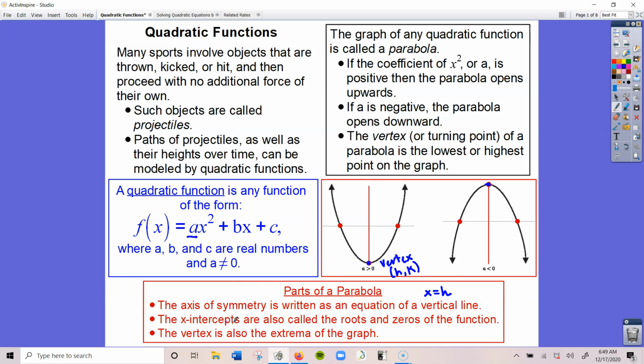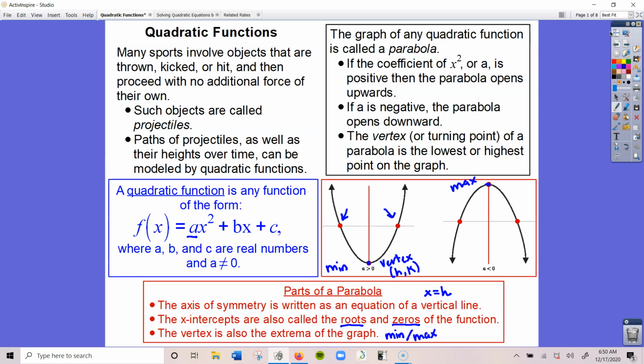The x-intercepts of a parabola are also called the roots and the zeros of the function, which is where your parabola touches the x-axis. So these here would be the x-intercepts. Additionally, your vertex is also the extrema of the graph, which extrema, as a reminder, is where you have a minimum or a maximum. So for example, here, this would be considered a minimum at the vertex, and this one would be considered a maximum.